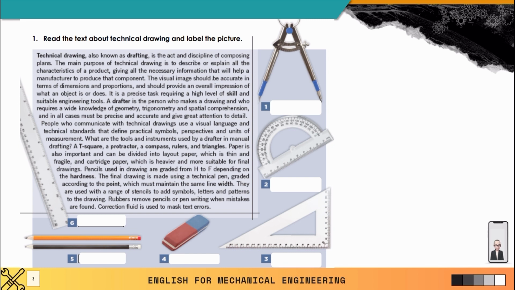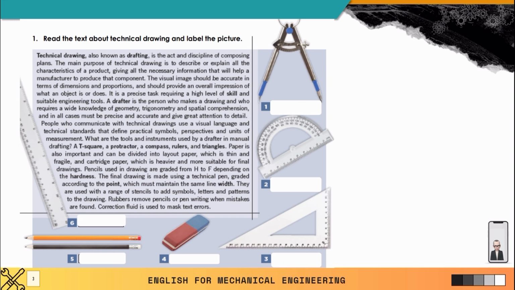Paper is also important and can be divided into layout paper, which is thin and fragile, and cartridge paper, which is heavier and more suitable for final drawings. Pencils used in drawing are graded from H to F depending on the hardness. The final drawing is made using a technical pen graded according to the point, which must maintain the same line width. They are used with a range of stencils to add symbols, letters and patterns to the drawing. Rubbers remove pencil or pen writing when mistakes are found. Correction fluid is used to mask text errors.